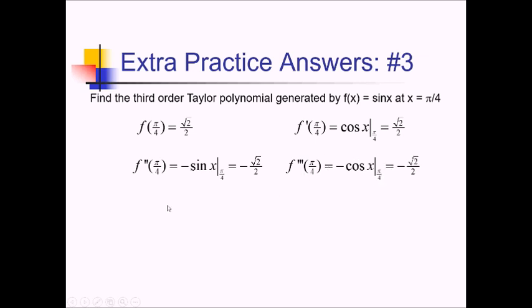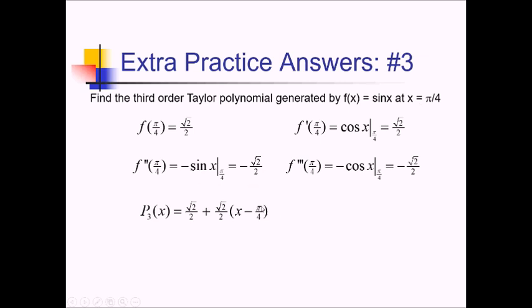So constructing our third order polynomial, our first term is always going to be f of the original plug-in value. So that's just root 2 over 2. Next, we're going to have f prime of pi over 4 times x minus pi over 4. So that's going to be radical 2 over 2 times x minus pi over 4.